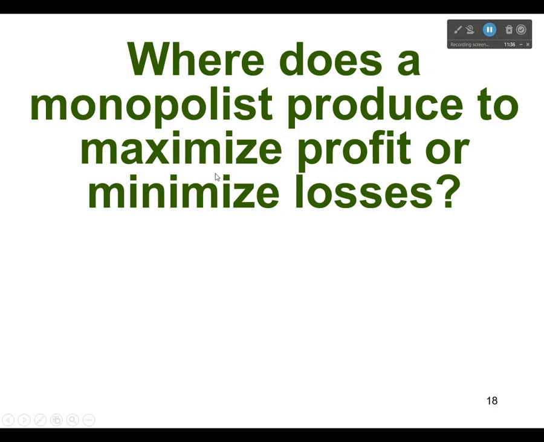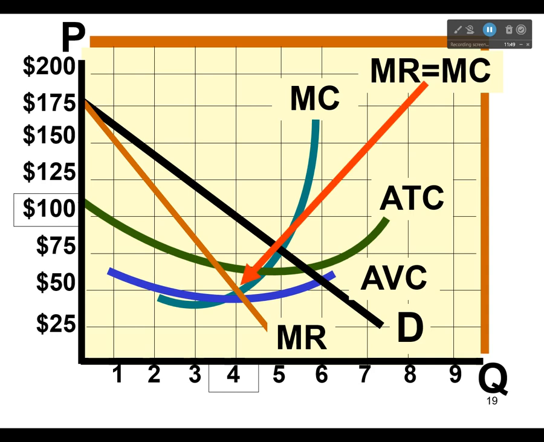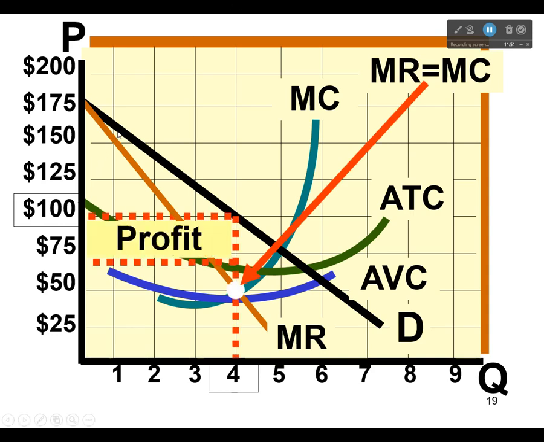Now, in order for a monopolist to maximize its profits, or if it's not making a profit, minimize its losses, it has to produce at the point where marginal revenue equals marginal cost. Okay? So here, demand in black, marginal revenue in orange.